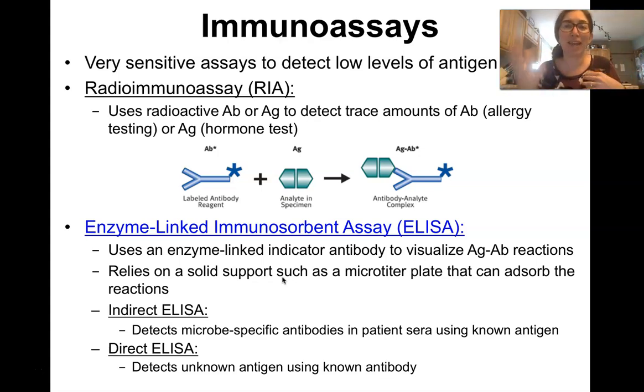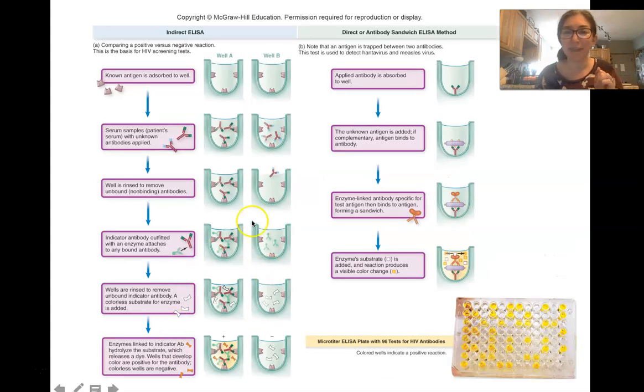The immune system makes antibodies that recognize antigens and then attack, whereas in a lab assay, we take those same antibodies and antigens and we use them to detect or diagnose. So there are two types of ELISAs, the indirect ELISA and the direct ELISA. The indirect ELISA is looking for patient antibodies using antigen from a known pathogen. A very common ELISA done for screening for a pathogen is HIV testing.